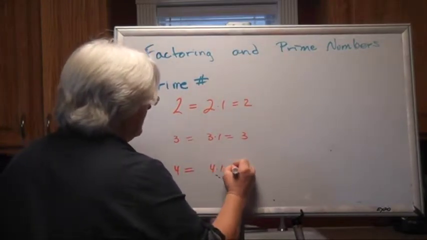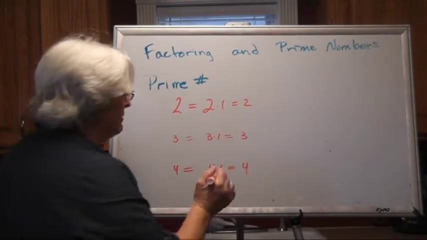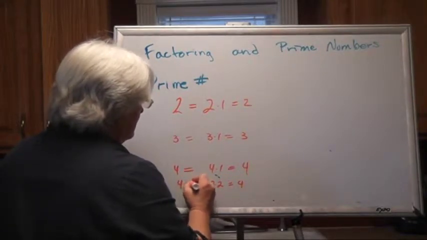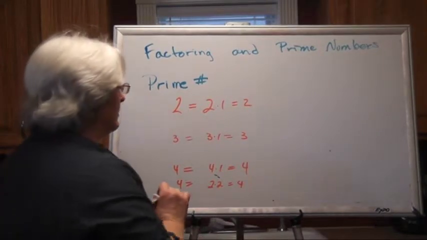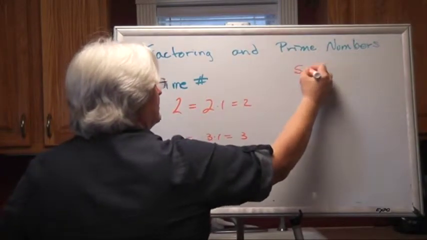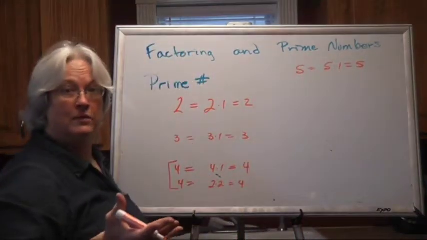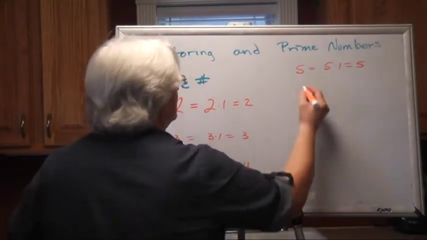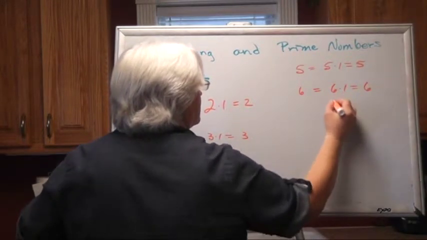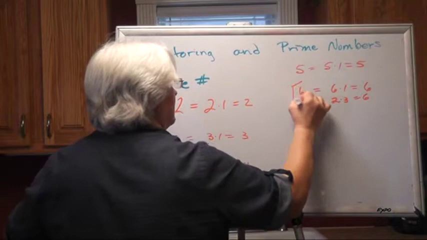Well, what about 4? Well, of course, 4 times 1 is equal to 4. Is there another way that you can multiply 2 numbers together and get 4? Sure, this is one of the easiest ones that you learn to multiply. You learn 2 times 2 is 4. So what about 5? What 2 numbers do we multiply together to get 5? Well, 5 times 1. Any other way? No. What about 6? Well, 6, of course, is 6 times 1. Is there another way? Sure. 2 times 3 is equal to 6 as well.